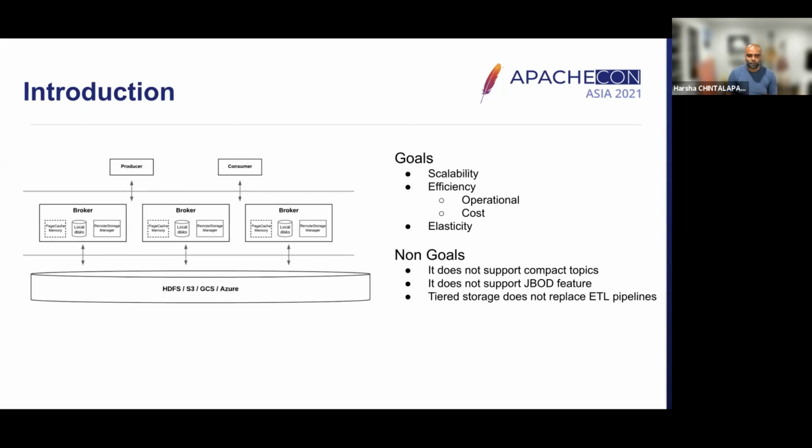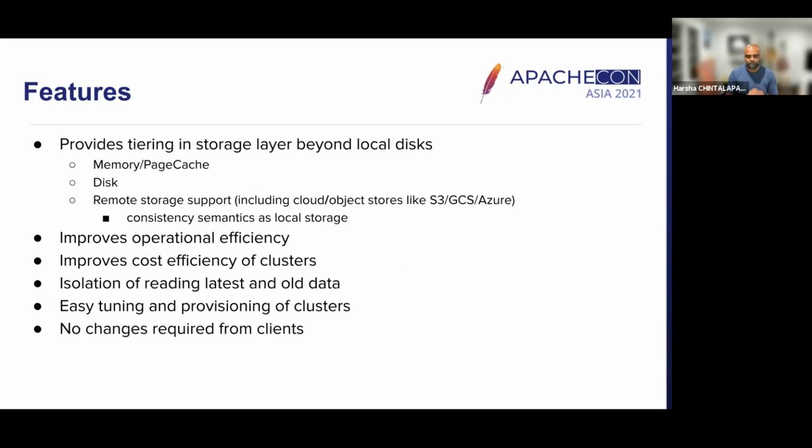So what are some of the non-goals? What we are not promising right now? In this version, we're not going to support compacted topics, and it doesn't support JBOD. And tier storage in no way means replacing ETL pipelines at all. ETL pipelines have a whole set of story around that. This particular feature is not going to replace that at all. So that's the background of how Kafka operates at Uber and why we started the Kafka tier storage project.